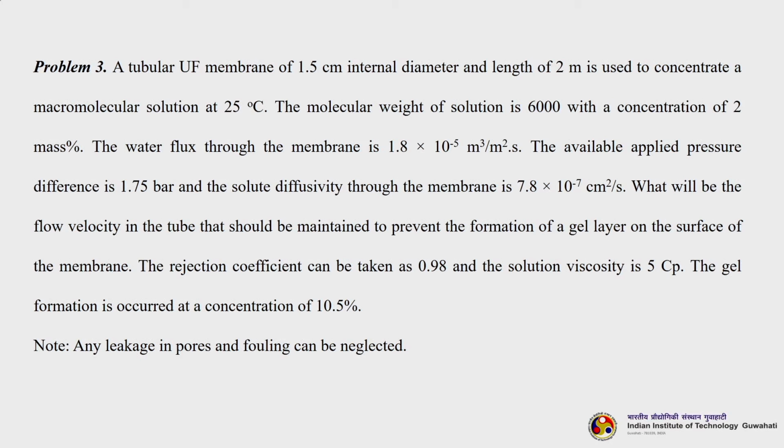So, it has been asked what will be the flow velocity in the tube. That means, you need to calculate V mostly from the Reynolds number. We will see how we will do it. You have been asked to calculate the flow velocity in the tube that should be maintained to prevent the formation of a gel layer on the surface of the membrane. So, the rejection coefficient is given as 0.98, solution viscosity is 5 centipoise, the gel formation occurs at a concentration of 10.5 percent. So, any leakage in the pores and fouling can be neglected. Okay. So, let us see how we will solve this.